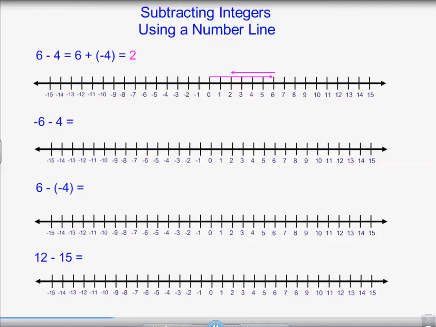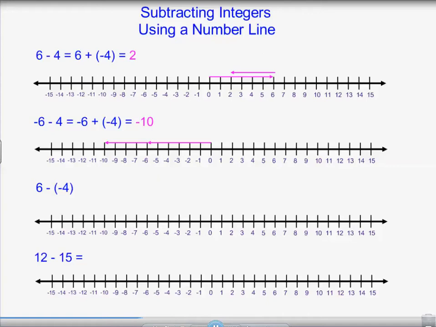Let's see what happens when we now try to subtract negative 6 minus 4. So for negative 6 minus 4, again, I will start by rewriting that as adding the opposite. So I'm going to rewrite that as negative 6 plus negative 4. To model this problem using the number line, I'm going to go left 6 spaces to represent the negative 6, and then adding negative 4 is going to add another 4 units to the left. So now my arrow is pointing at negative 10, so negative 6 plus negative 4 is equal to negative 10.